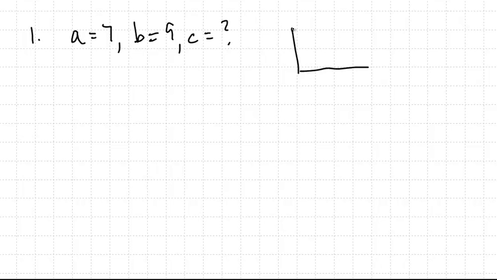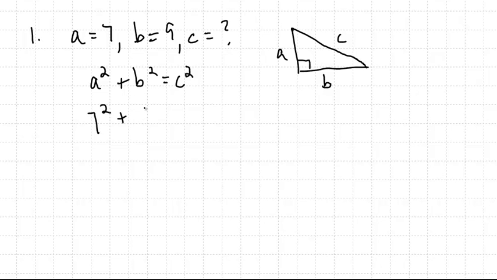Okay, question 1 states that A is 7, B is 9, and asks us to find C. Now, when a problem is stated like this, it's always referring to a general right triangle where A and B stand for the legs and C is the hypotenuse. So let's set up the Pythagorean theorem, a squared plus b squared equals c squared for right triangles, and plug in and solve for C. So 7 squared plus 9 squared is equal to C squared.